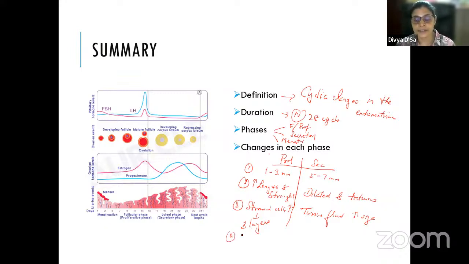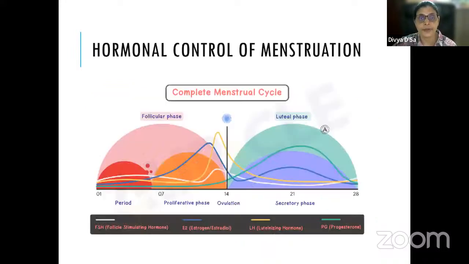Then the arteries, the blood vessels, become dilated here. Here the glands give a sawtooth appearance, and the blood vessels are tortuous. So those differences we need to know. That is how you will write the answer for the menstrual cycle.